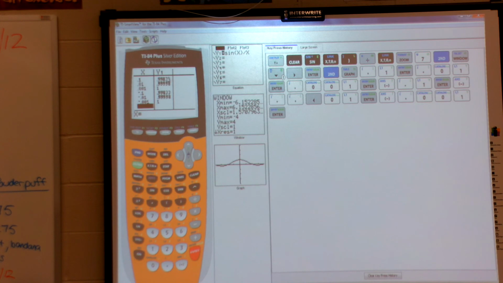Notice that I look at this one, it's getting closer and closer to 1 from that direction, getting closer and closer to 1 from that direction. But if I actually type in 0, error. It can't actually get there, but we're close enough. That makes sense?